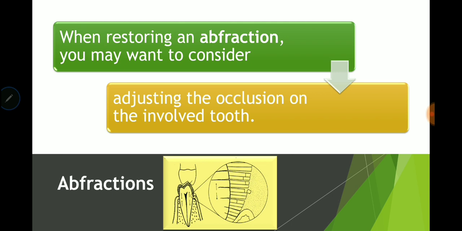All right, so abfraction lesions. What are abfraction lesions? Abfraction lesions may be restored, and when you restore them, you have to consider adjusting occlusion on the individual tooth, because if you have so much force here, and other forces acting laterally on the tooth, what you have is some kind of micro fractures at the CEJ, and these can lead to shelling out of some enamel, so it leaves a small saucer-like shape on the tooth. Okay, that's an abfraction lesion.